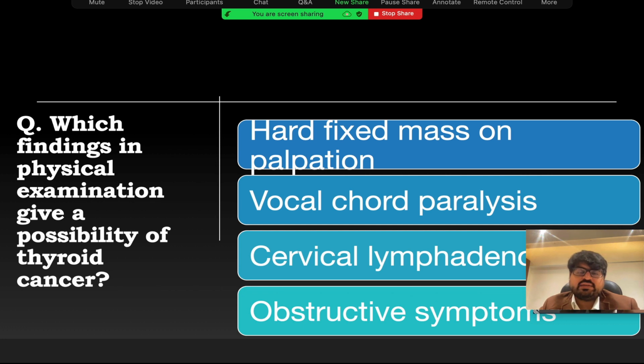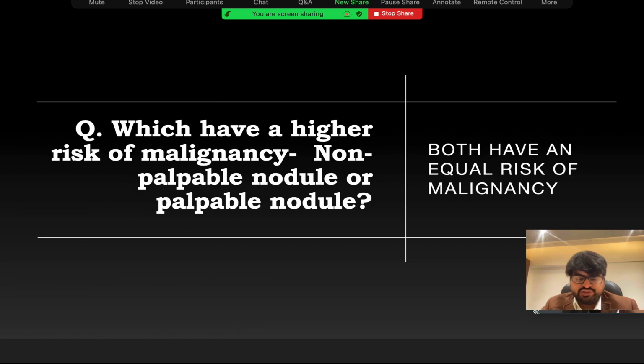And on clinical examination, if you have a hard fixed mass, vocal cord paralysis, cervical lymphadenopathy, or obstructive symptoms. How do these patients generally complain? If they have a larger nodule, when they lie back, they often feel a coughing sensation, and they often feel dyspneic sometimes on lying down, orthopnea as they say. So you should really be looking at these symptoms, and in these cases you should consider a closer evaluation of these patients.